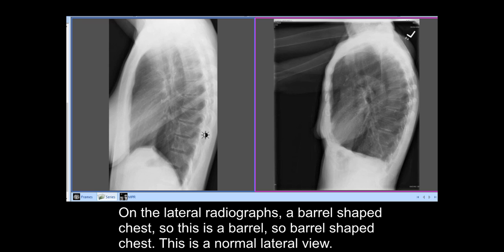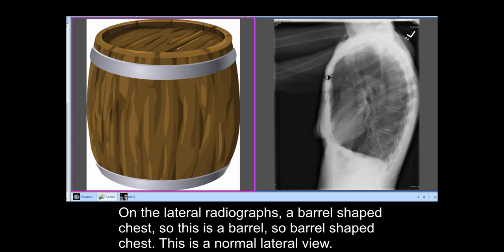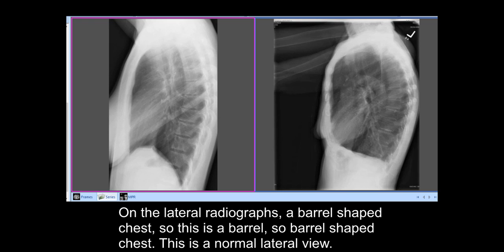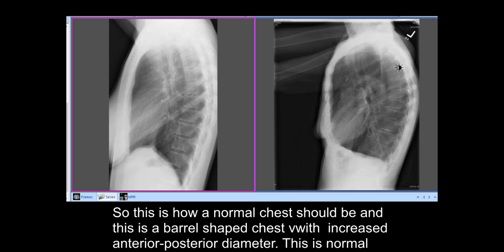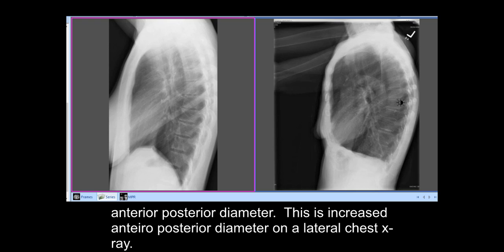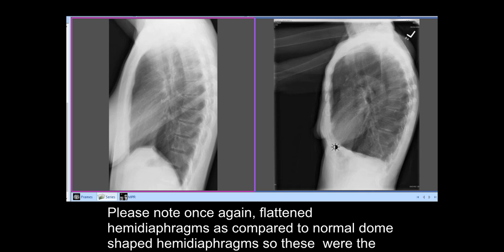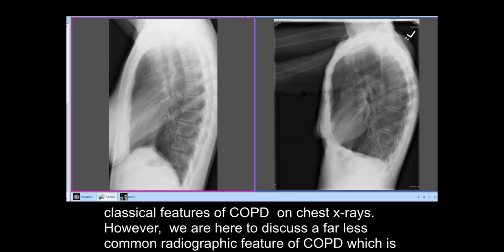On the lateral radiographs, a barrel shaped chest. So this is a barrel, so barrel shaped chest. This is a normal lateral view. So this is how a normal chest should be, and this is a barrel shaped chest with increased anterior posterior diameter. This is normal anterior posterior diameter. This is increased anterior posterior diameter on a lateral chest X-ray. Please note once again, flattened hemidiaphragms as compared to normal dome shaped hemidiaphragm. So these were the classical features of COPD on chest X-rays.